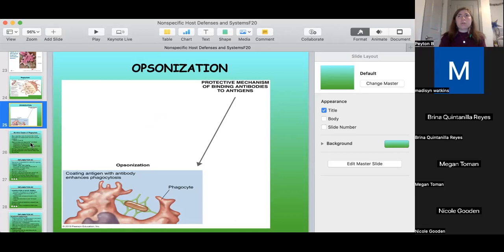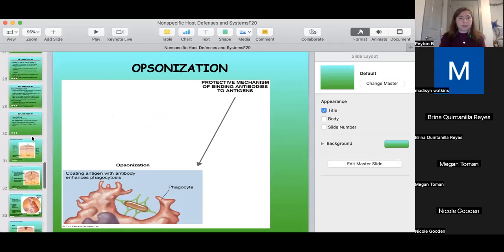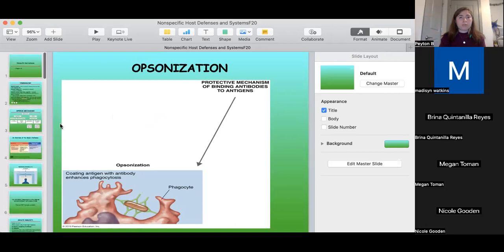Oh, that was what I was going to go over. I was going to go over the difference here. Before I move on, we're on the non-specific host defenses slide. Are there any other questions about the non-specific host defenses? So like primary, secondary responses, because I was going to go over epitopes. Yeah, that's what it's called.